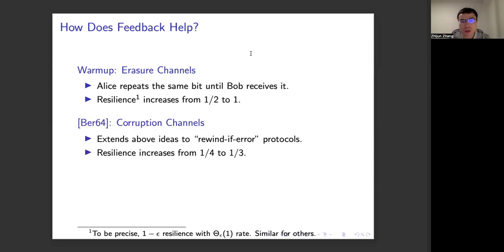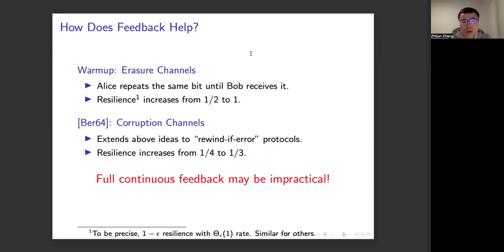What Berlekamp essentially shows is that for corruption channels, we can extend the above ideas to design what we call rewind-with-error protocols. By rewind with error, we mean when Alice detects there are some corruptions, she can send some special symbols to Bob so that they can rewind to a certain point in the previous execution of the protocol. This way, he shows the resilience for corruption channels can be increased from 1/4 to 1/3.